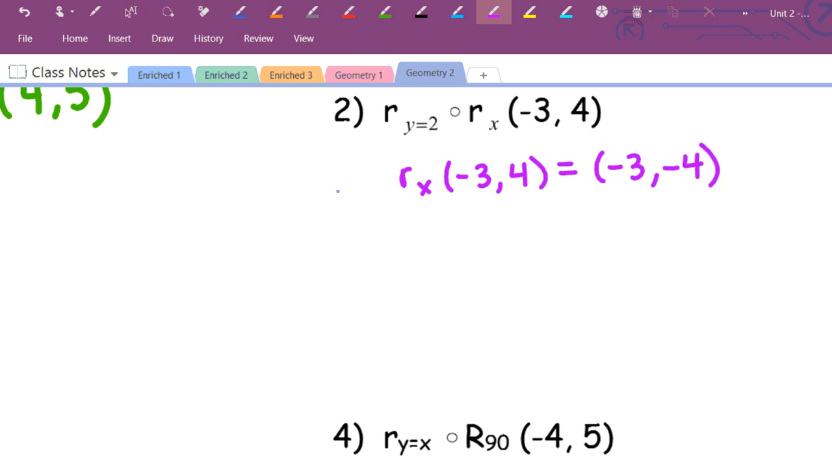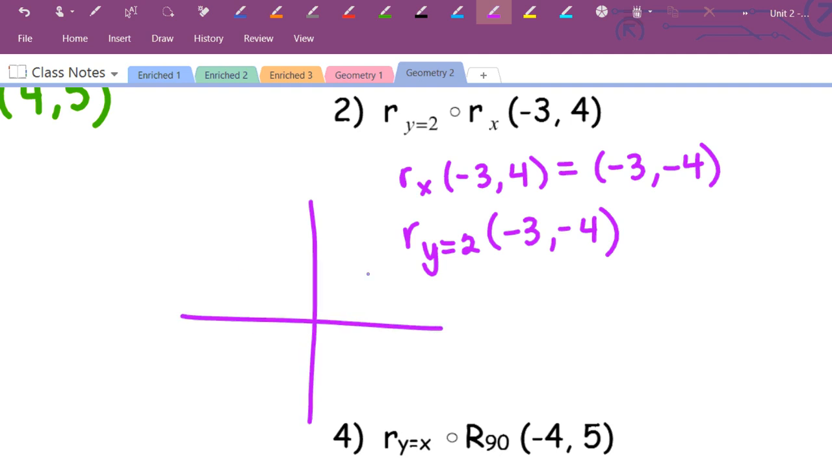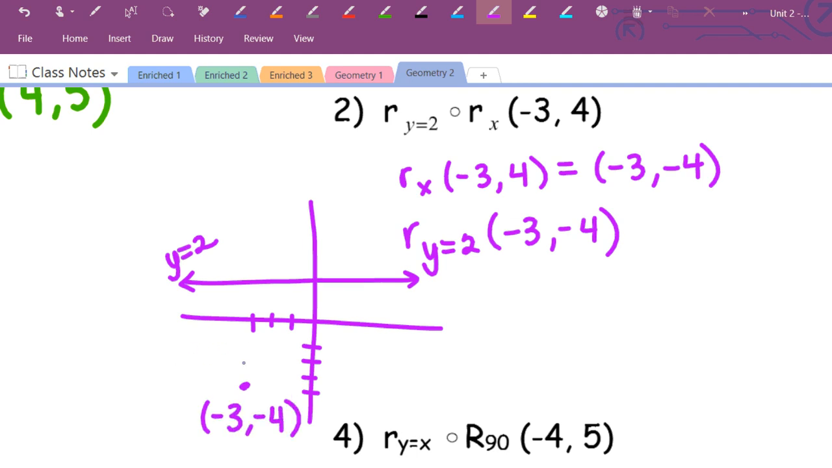Now, on that point, I need to reflect it over the line y equals 2, which means I'm going to go through and draw that out. Y equals lines go side to side. That's my axis. This is the line y equals 2. Where's our point going to be? -3. So go back 3, down 4. That's the point -3, -4. So our other point then is going to have to come up and be in this area somewhere.